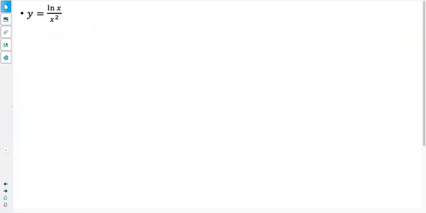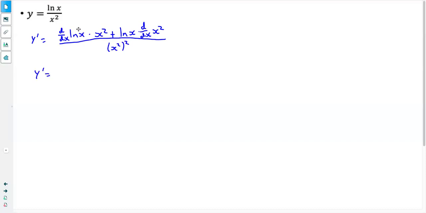Okay, next example, we have one where we're going to have to utilize our quotient rule. We've got y equals the natural logarithm of x over x squared. So this would be the same as saying y prime is equal to d dx of our natural logarithm of x times x squared, plus our natural logarithm of x times our derivative of x squared, all over x squared squared.